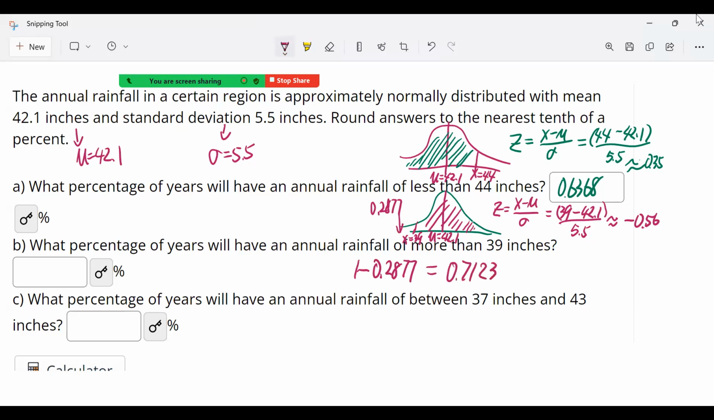So this is 71.23%, and the previous one is 63.68%. And then the last one is the area in between.